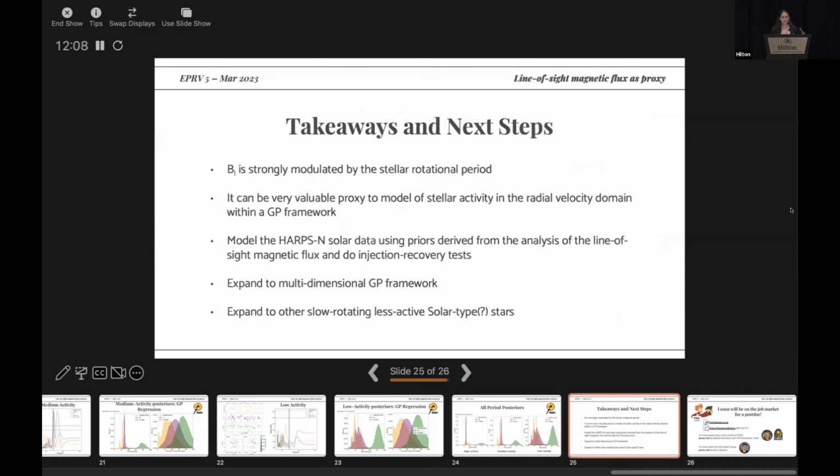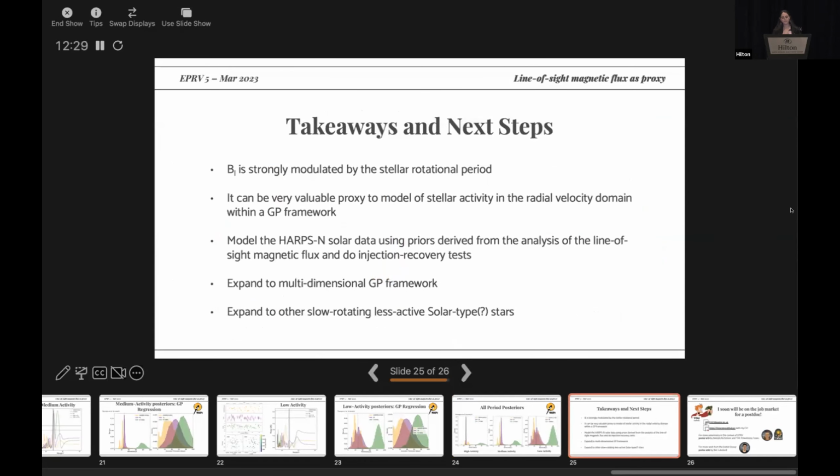So I want to highlight my takeaways and what my next steps will be. Once again, BL is strongly modulated by the stellar rotational period, and therefore it can be a very valuable proxy to model stellar activity, especially because it's mapped so nicely by a QP kernel.